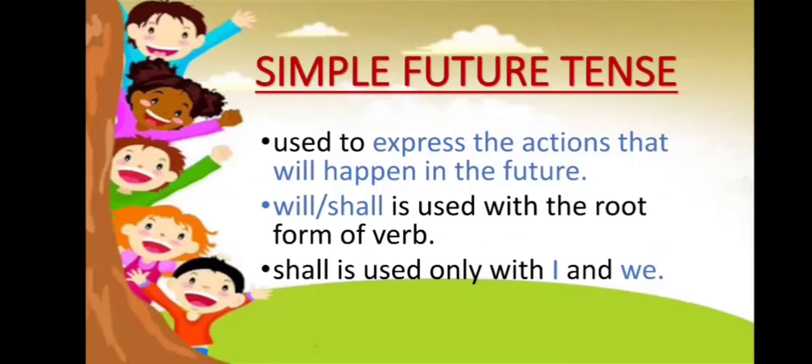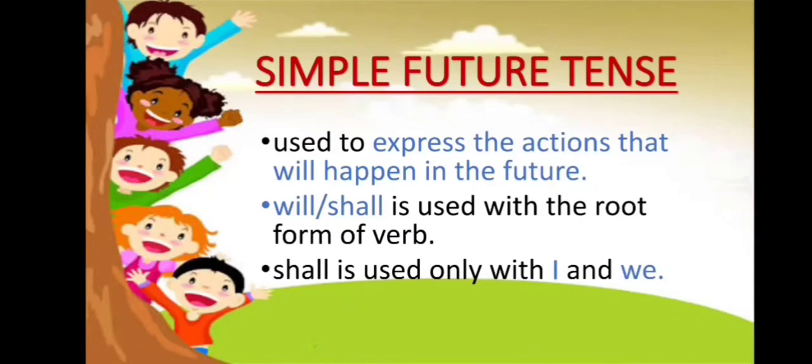Let's jump to the simple future tense. It is used to express the actions that will happen in the future. Will or shall is used with the root form of verb. Shall is used only with I and we.